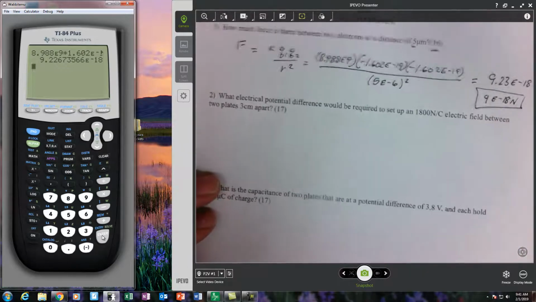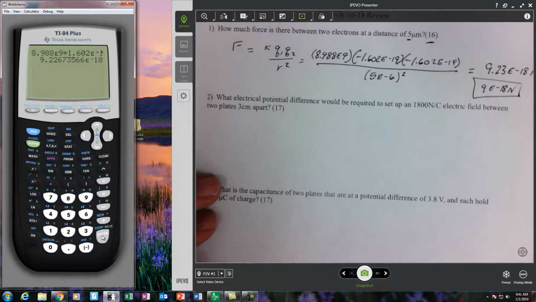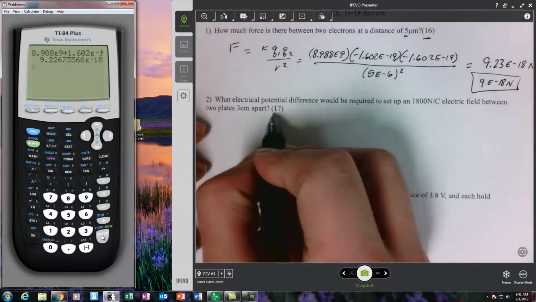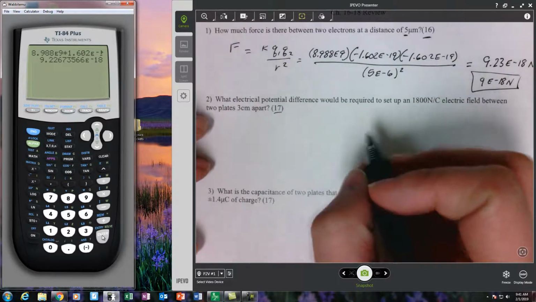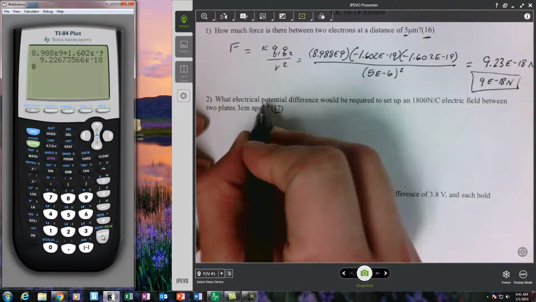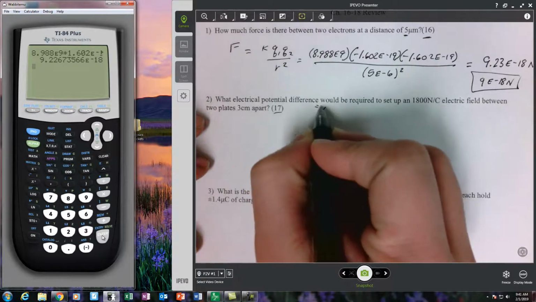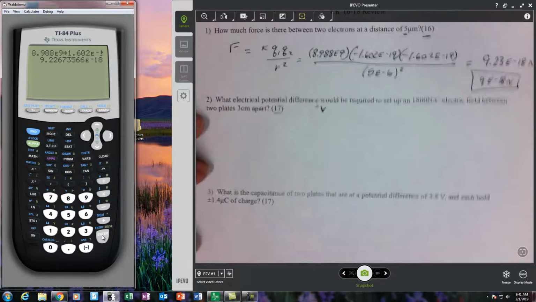All right, question number 2. What electric potential would be required to set up an 1800 Newton per Coulomb electric field between two plates that are 3 centimeters apart? This is coming from chapter 17. Well, we know that electric potential difference, this idea right here, is actually equal to voltage. That's another way to say the same thing.